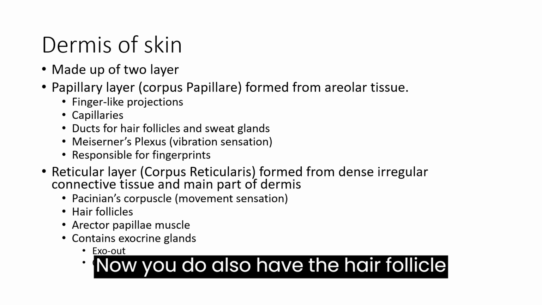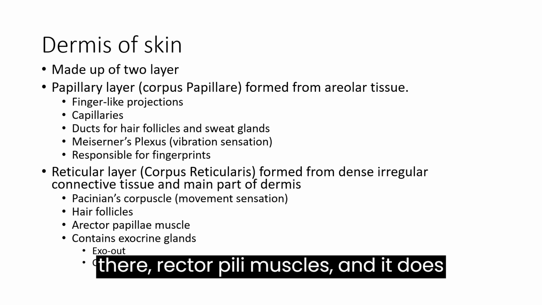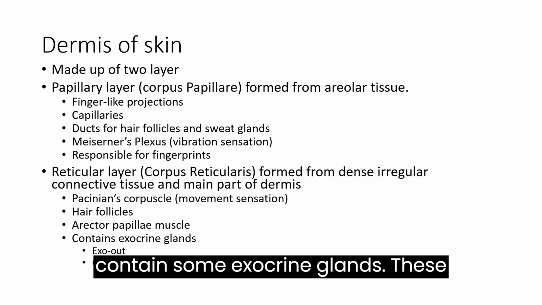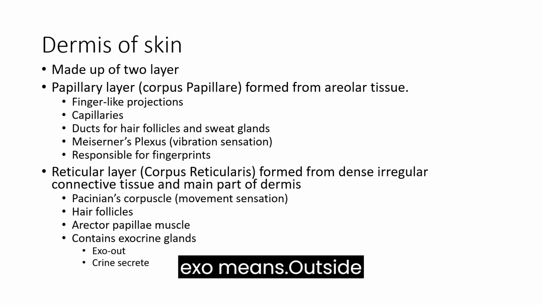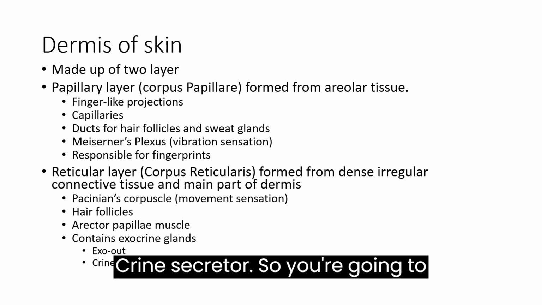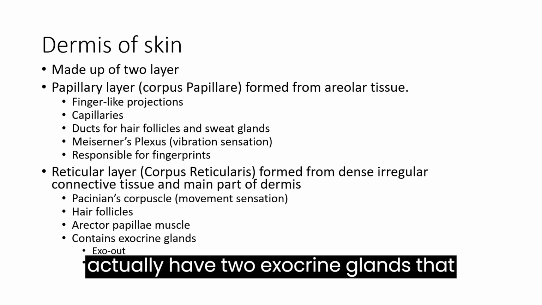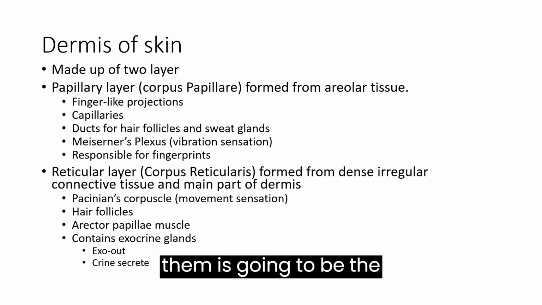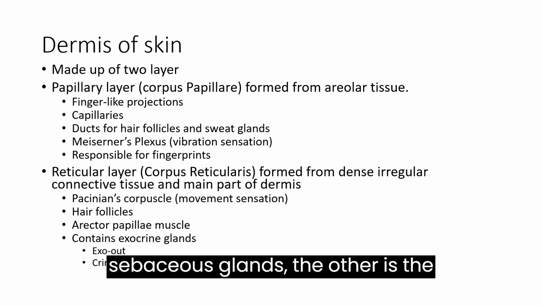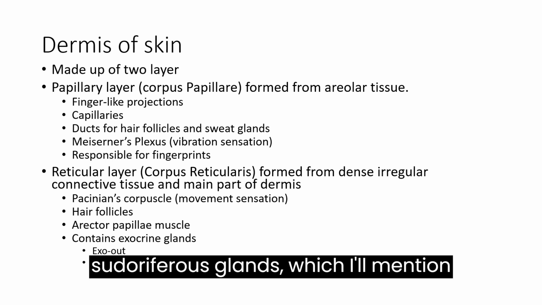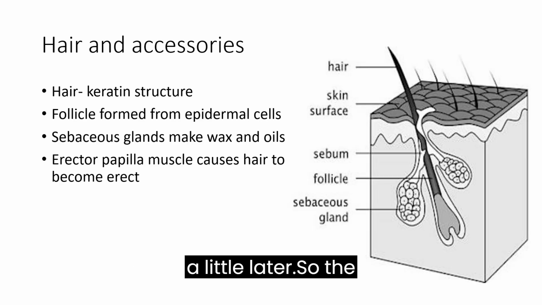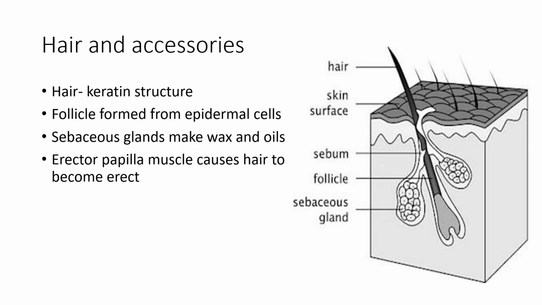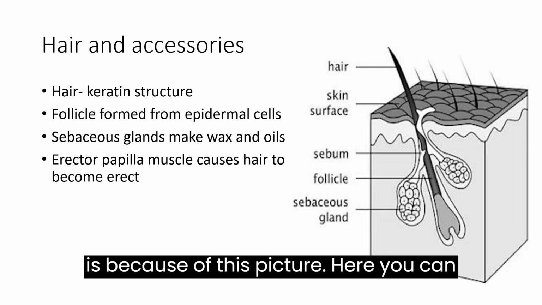Now you do also have the hair follicle there, erector pili muscles, and it does contain some exocrine glands. Exocrine means outside, crine means secretory. So you're going to actually have two exocrine glands found in here. One of them is going to be the sebaceous glands, the other is the sudoriferous glands, which I'll mention a little later. The reason I was going to mention it later is because of this picture.